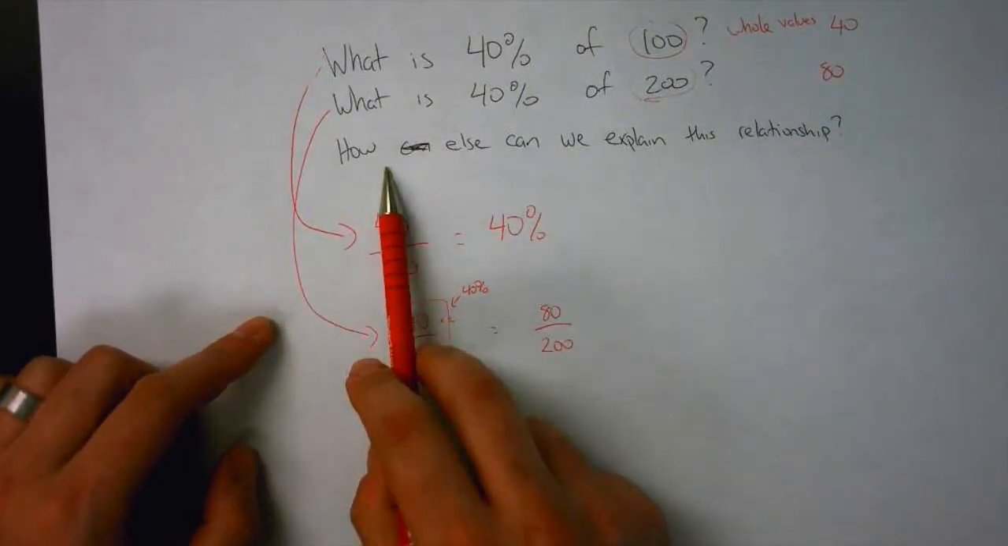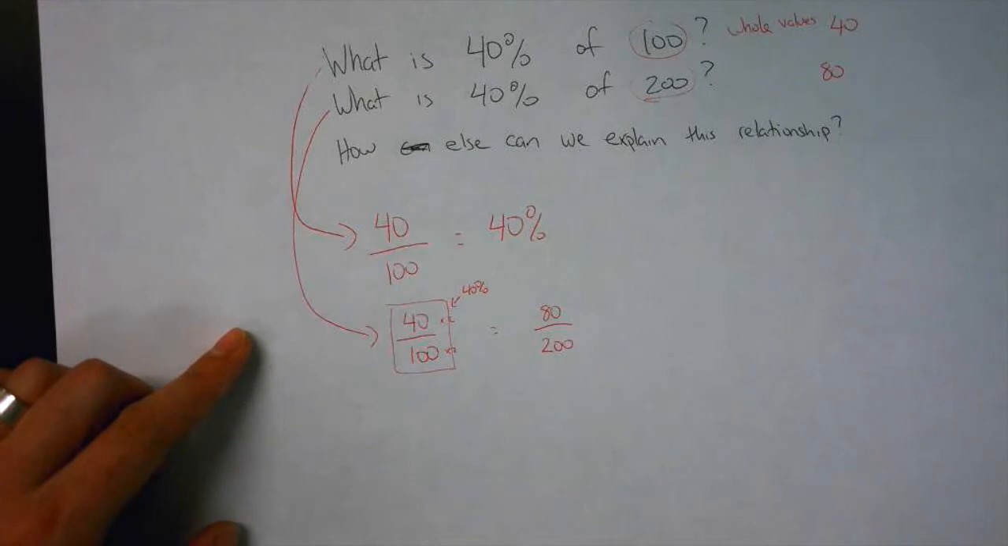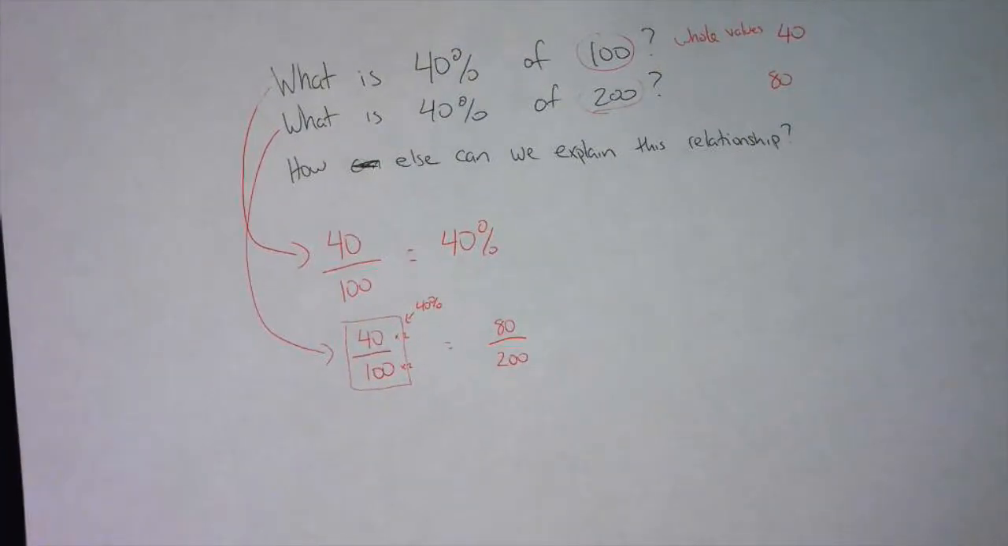So the next question was, how else can we explain this relationship? What is this similar to? What have we done in the past that this is... It is actually identical to something that we've done in the past. Nahil. Okay, they are multiples of each other. That is correct. Sometimes you're not always going to get them to be multiples of each other. So how else can we describe this relationship?